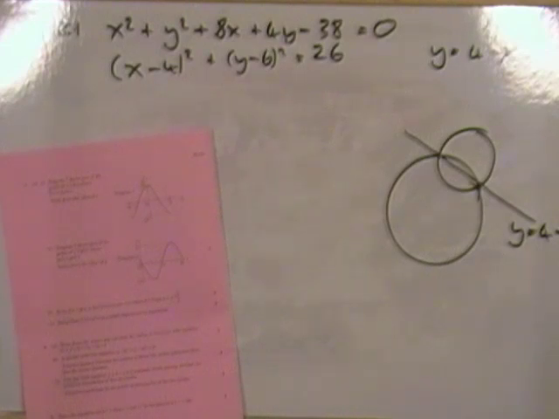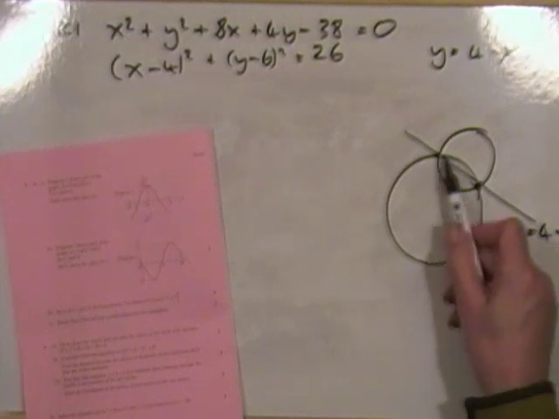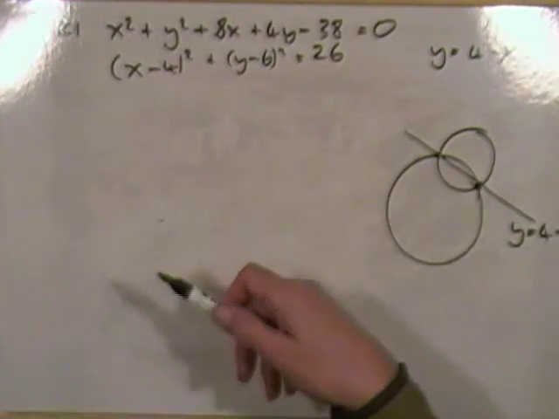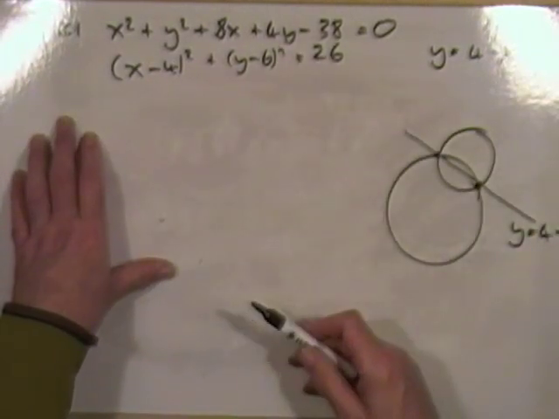Right, find the coordinates of the point of intersection of the two circles. Well, that's the same as saying find the point of intersection of the line with either of the circles. So it's just a case of which one do you prefer. Which of these will I substitute that into?